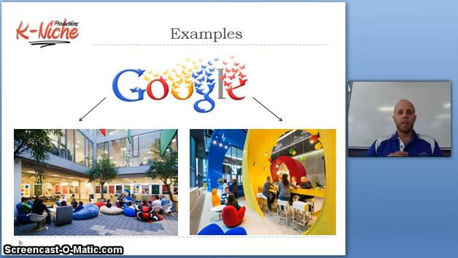Now, you'll see from these photos below here, they're actually from the Google offices around the world. Google is known for having extravagant office places that have chill-out areas, free lunch, free gym, free back massages, whatever it might be. They're really known for their treatment of employees.